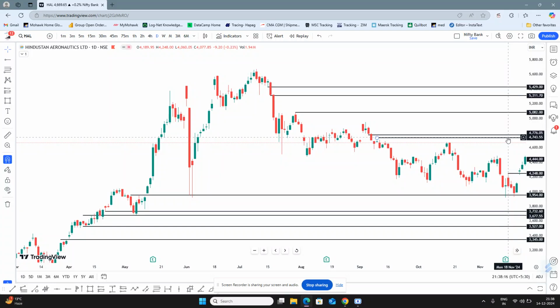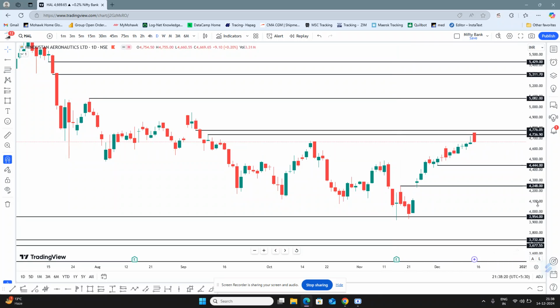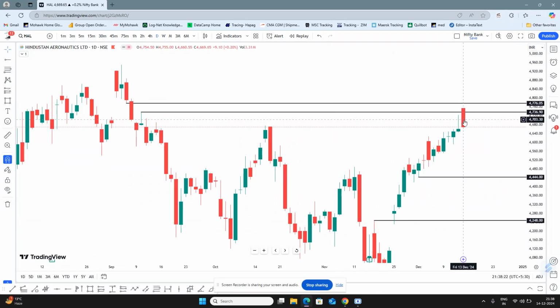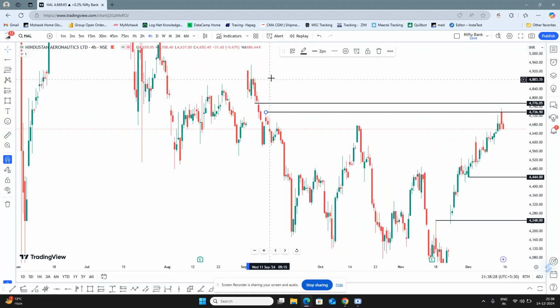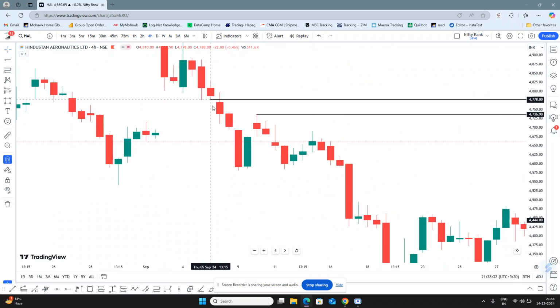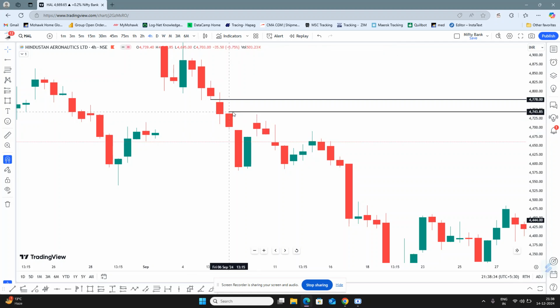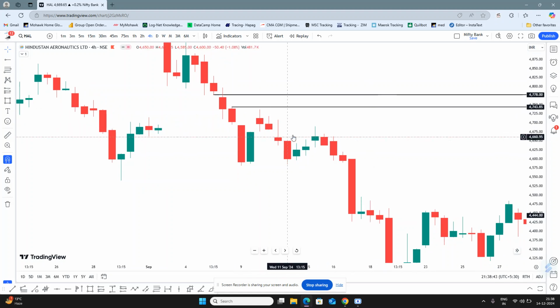Now let's see if prices reach here. We will try to start. See what happened on Friday only. Did you see this? Let me move it to 4 hours. So this and this, 4743.85. This became on 4 hours my good selling zone.